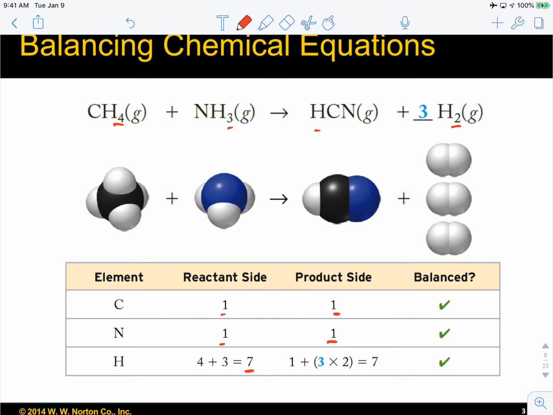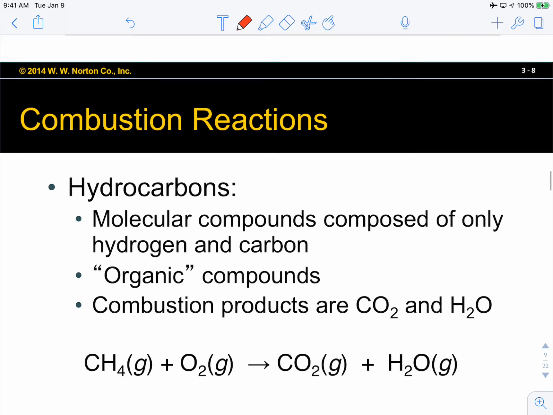But if we take this and multiply it by 3, we now have 6 and 1 is 7, and then it will be balanced. So that's all you have to do here, is add a 3 in front of the hydrogen. You do not change numbers down here, okay? You don't say, okay, we need 7 hydrogens. No, that's changing the actual chemical species, right? Hydrogen gas is H2. You can't change that number.